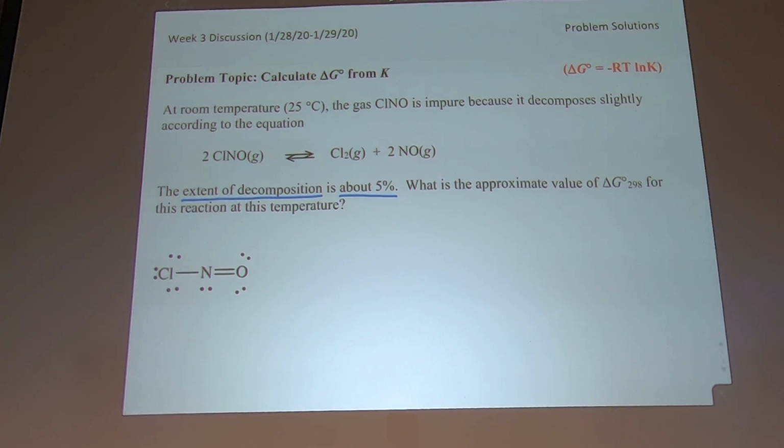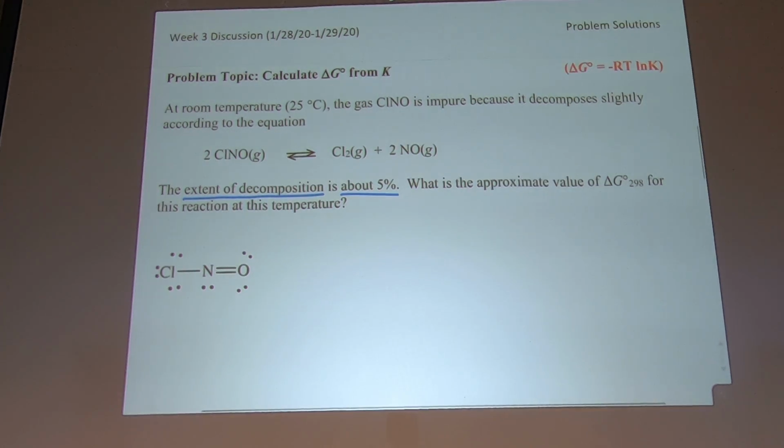So they say this compound, chlorine nitrogen oxide, decomposes into chlorine gas and NO gas, and the extent of reaction is 5%. So that's the way it is given. And then they ask you what is the approximate value for delta G at 298. And 298 means the temperature is 298. That's one I can understand.